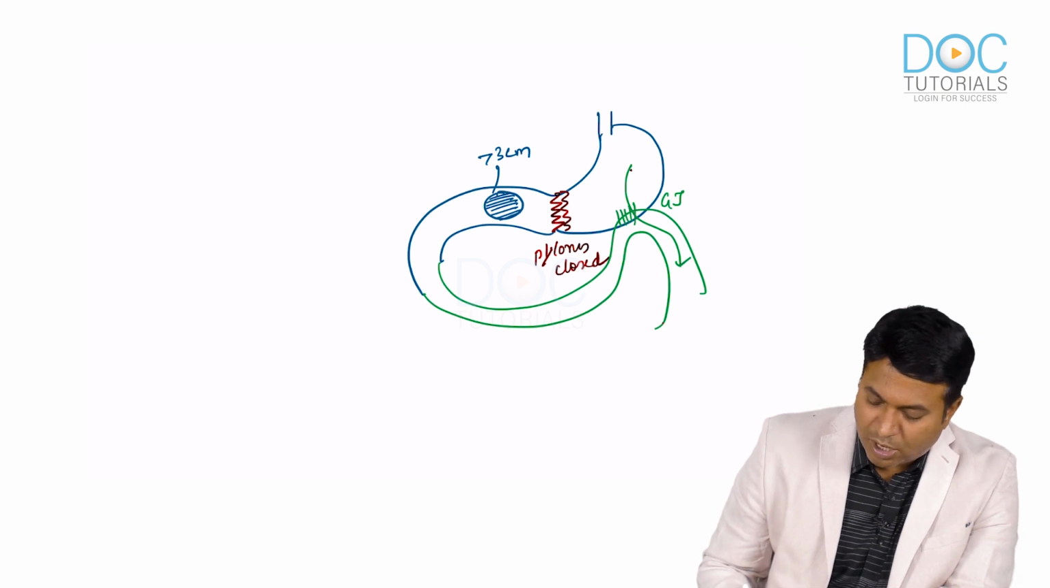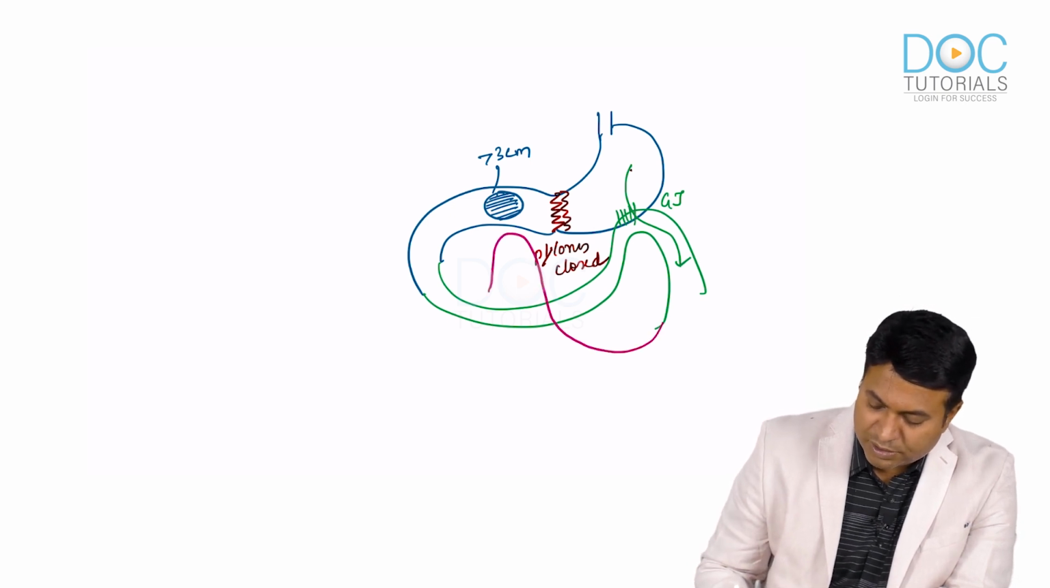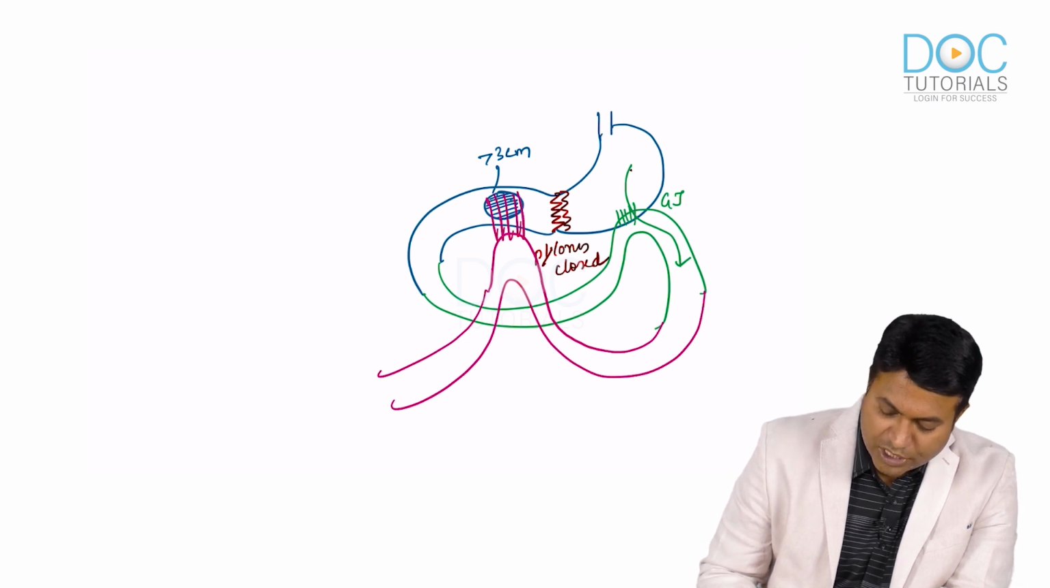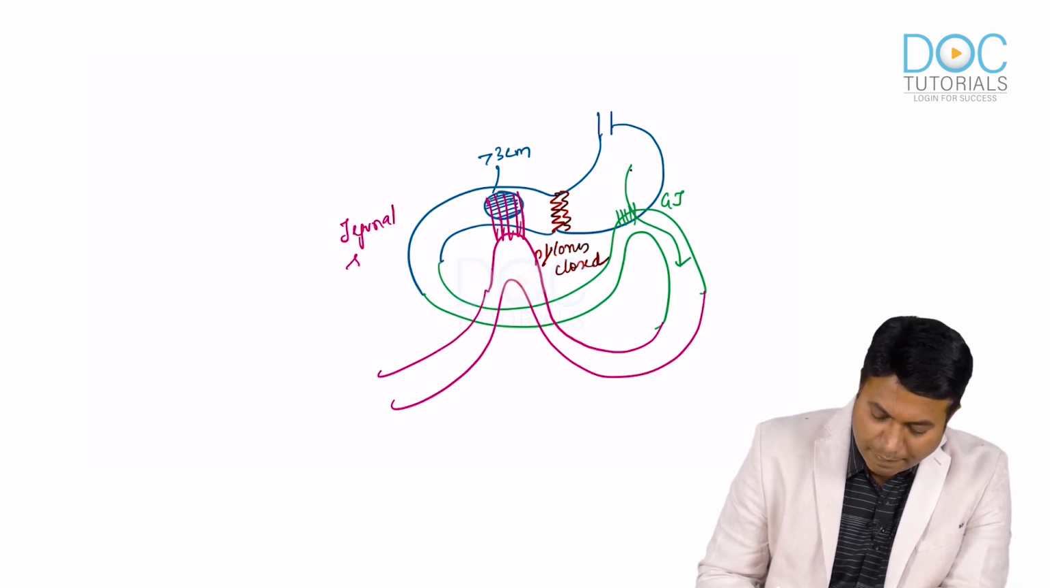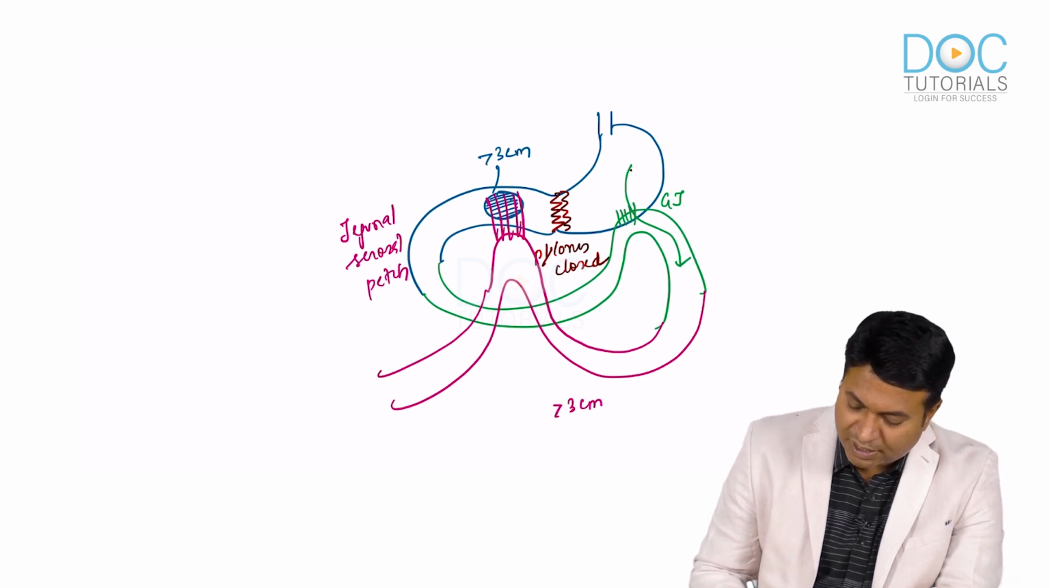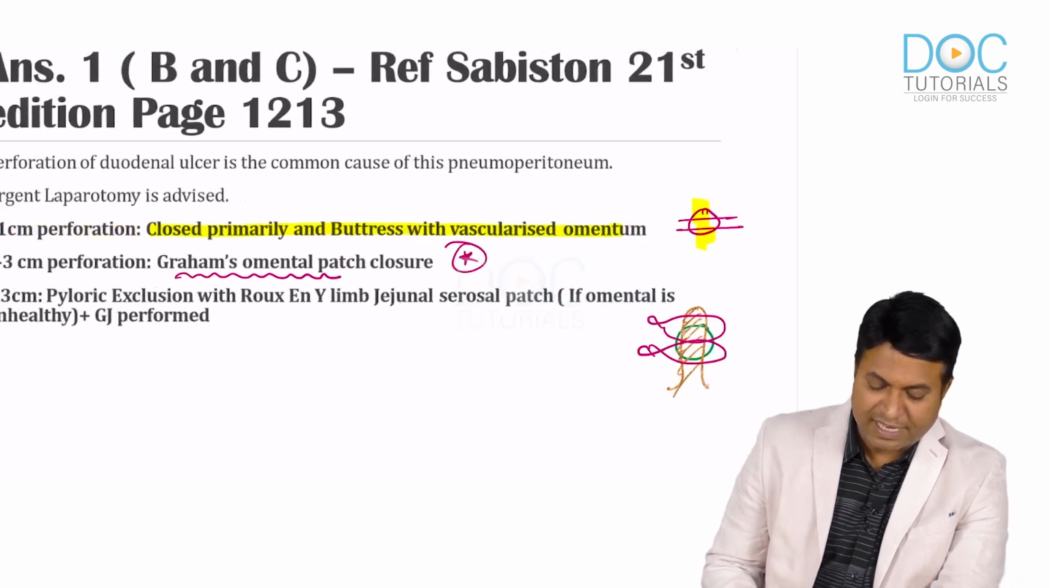And if omentum is not available, we will bring the serosa of the jejunum like this and close this defect with the jejunal serosal patch. Jejunal serosal patch is used. This is for more than 3 centimeter. This procedure is mentioned in Sabiston.